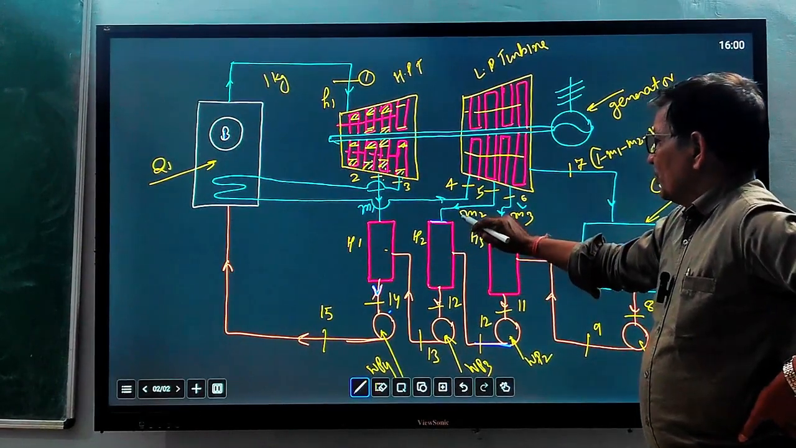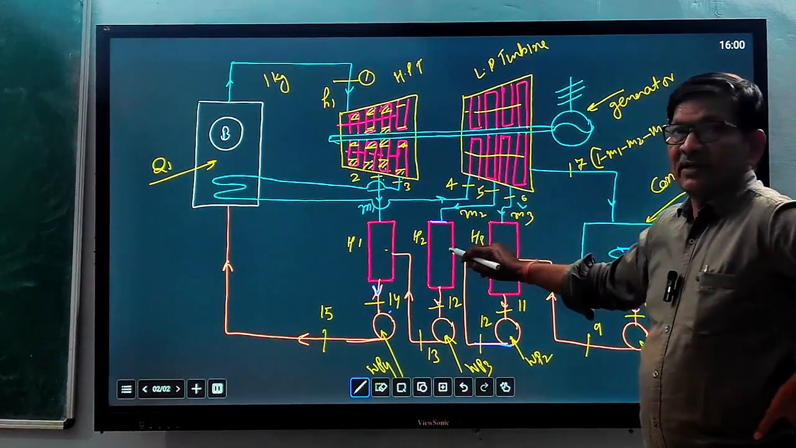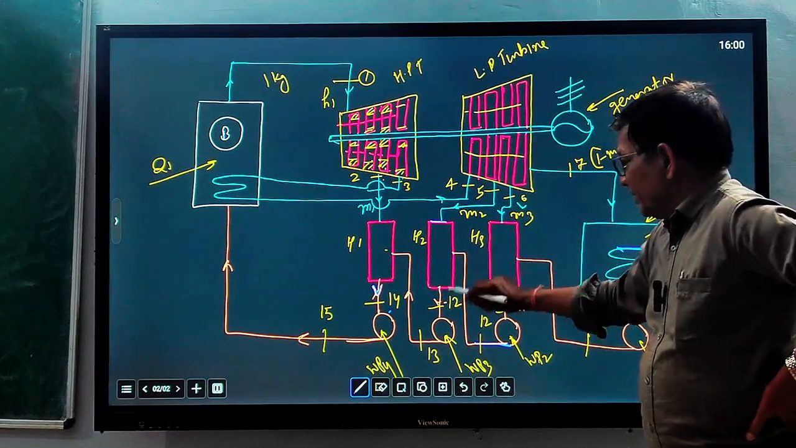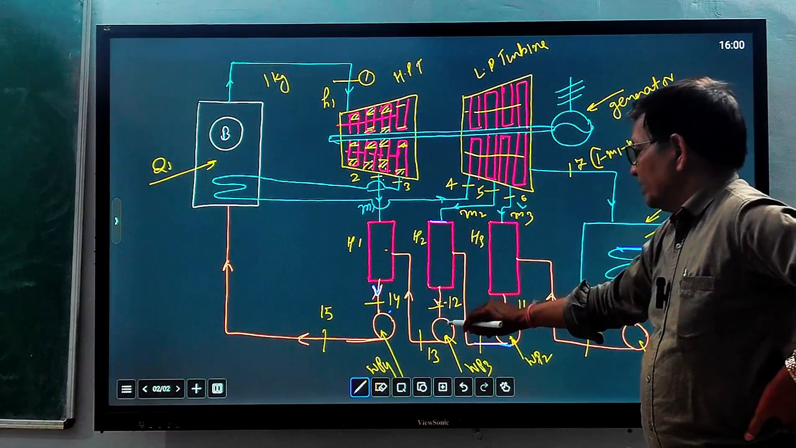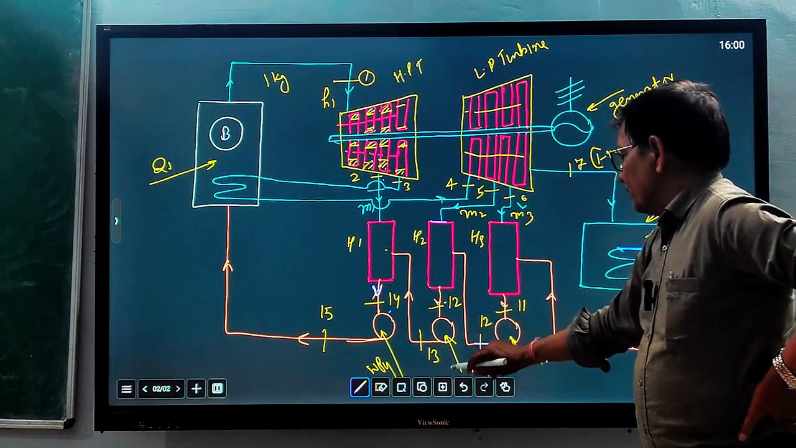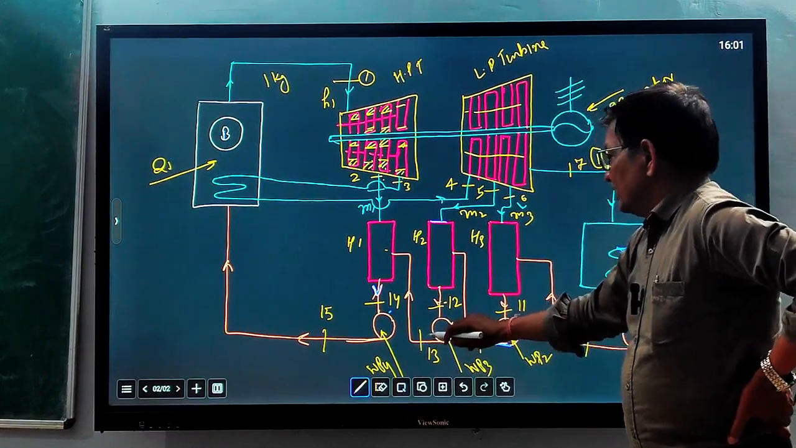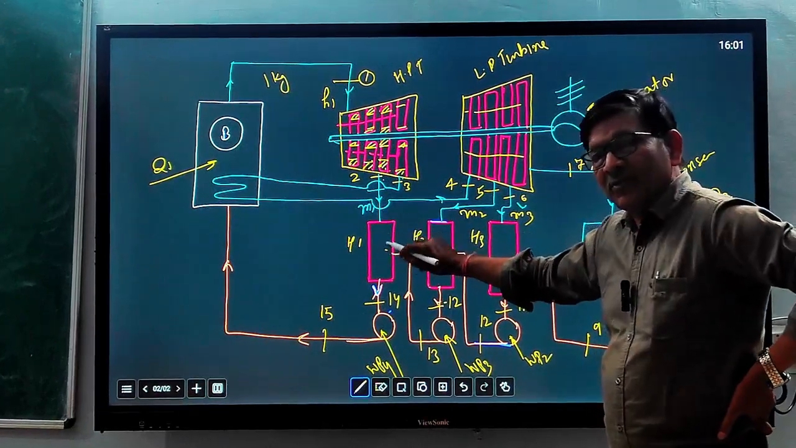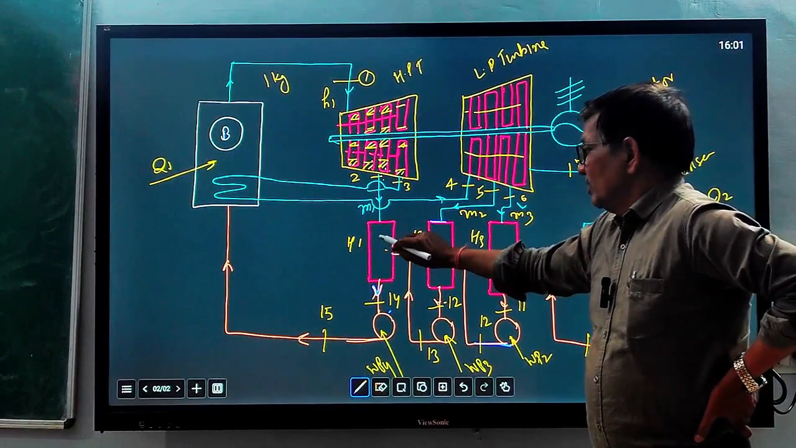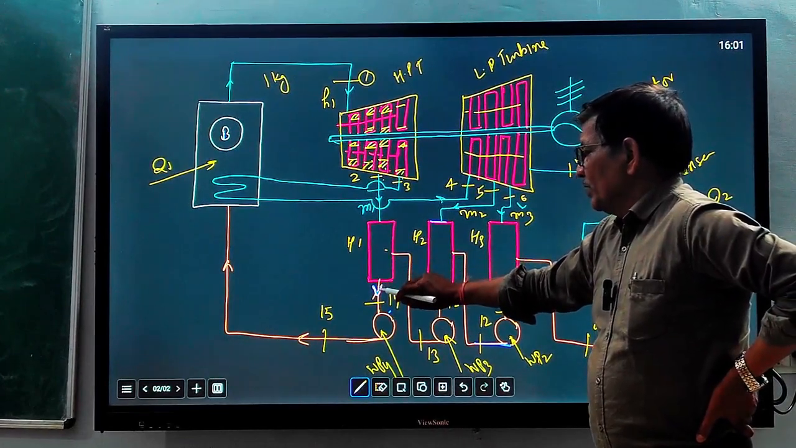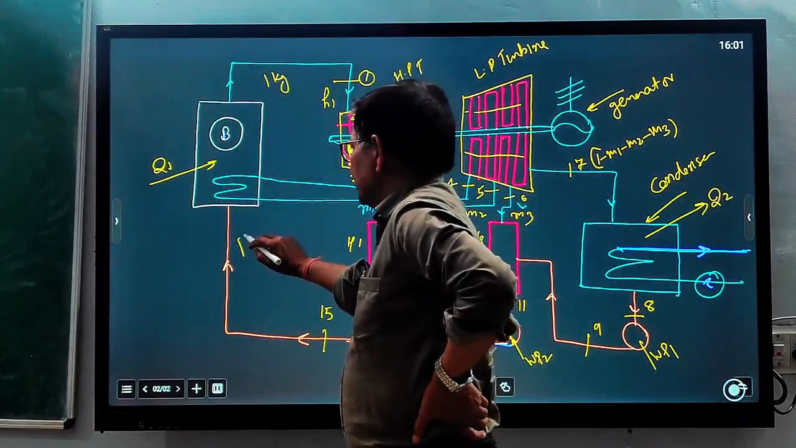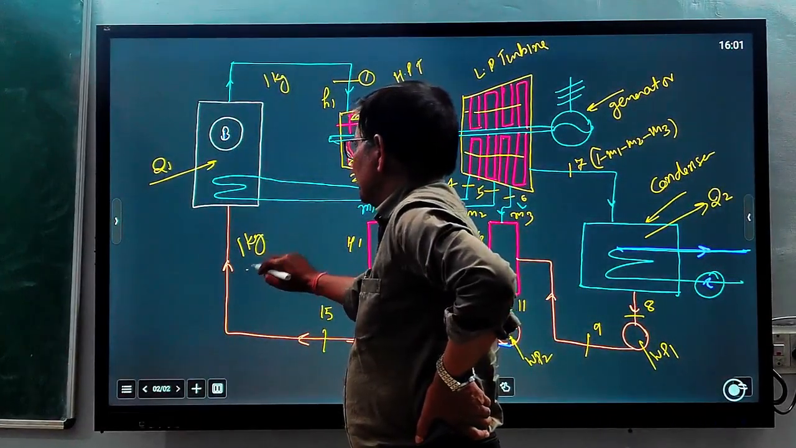Here again, M2 quantity of steam will mix with 1 minus M1 minus M2, so the quantity will become 1 minus M1. So 1 minus M1 quantity of water will be pumped by pump number 3. Here again, M1 quantity of the steam will mix with 1 minus M1 quantity of feed water. So the final quantity of water will become 1 kg. So in this circuit, 1 kg will again be supplied to the boiler.